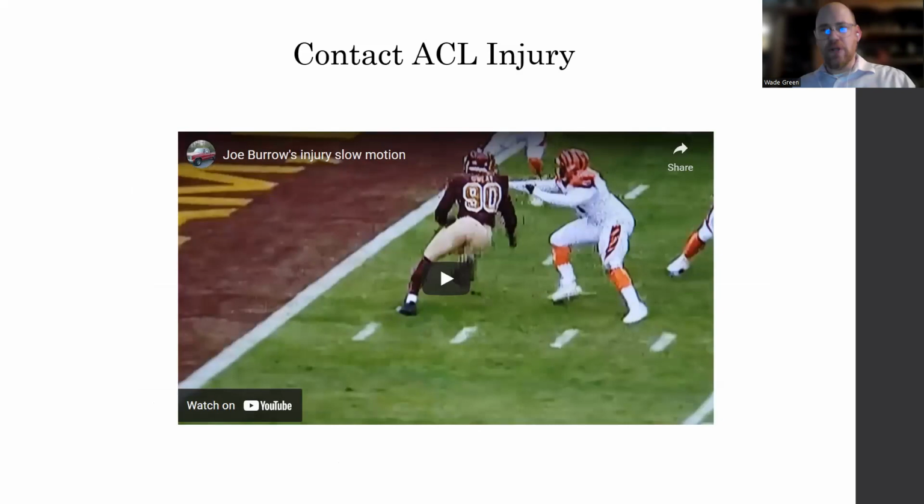Okay, this is a contact injury. And what I want you to do is pay very close attention. Once you see the quarterback in this video, Joe Burrow, keep your eyes on his left knee. This is very obviously a classic mechanism for a contact ACL injury. Look at what happens here.